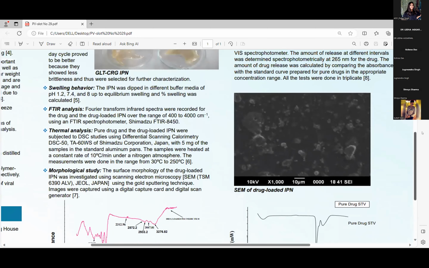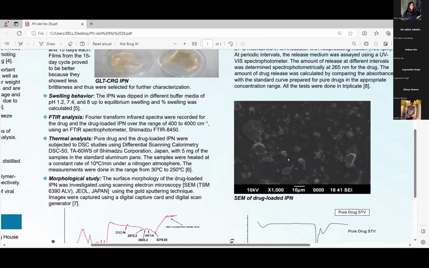Now, this is the image of the drug-loaded IPN. Here we can clearly observe that the drug particles easily appear at the surface of the IPN. That shows that the drug is efficiently loaded in the IPN.